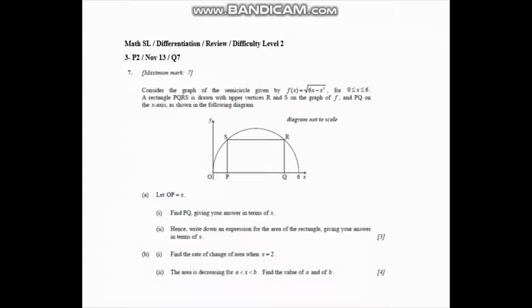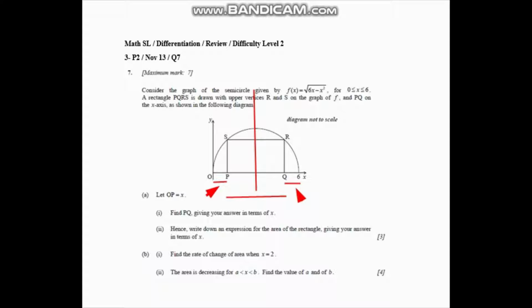Since this graph is symmetrical around the middle, if this part right there is x, then this part is also x. Hence, PQ is the total, which is 6, minus two x's, one for this x and another for this x. Hence, PQ equals 6 minus 2x. This is not very straightforward, but it's a tricky question.